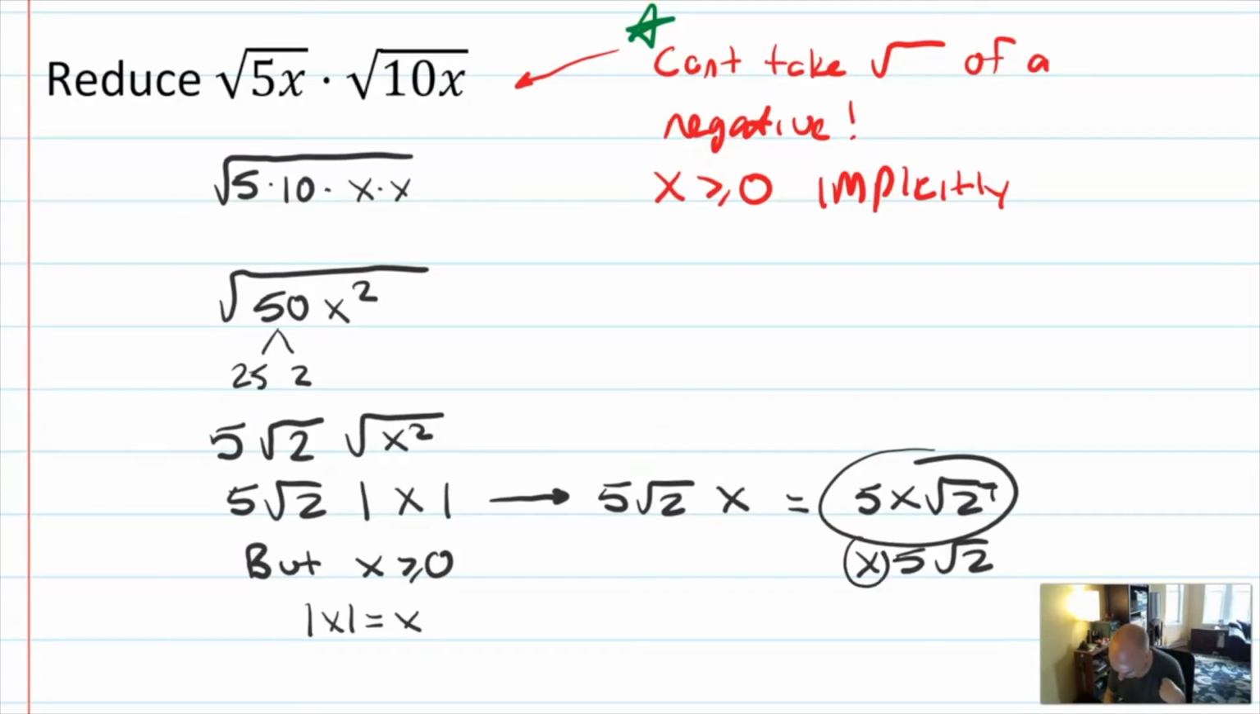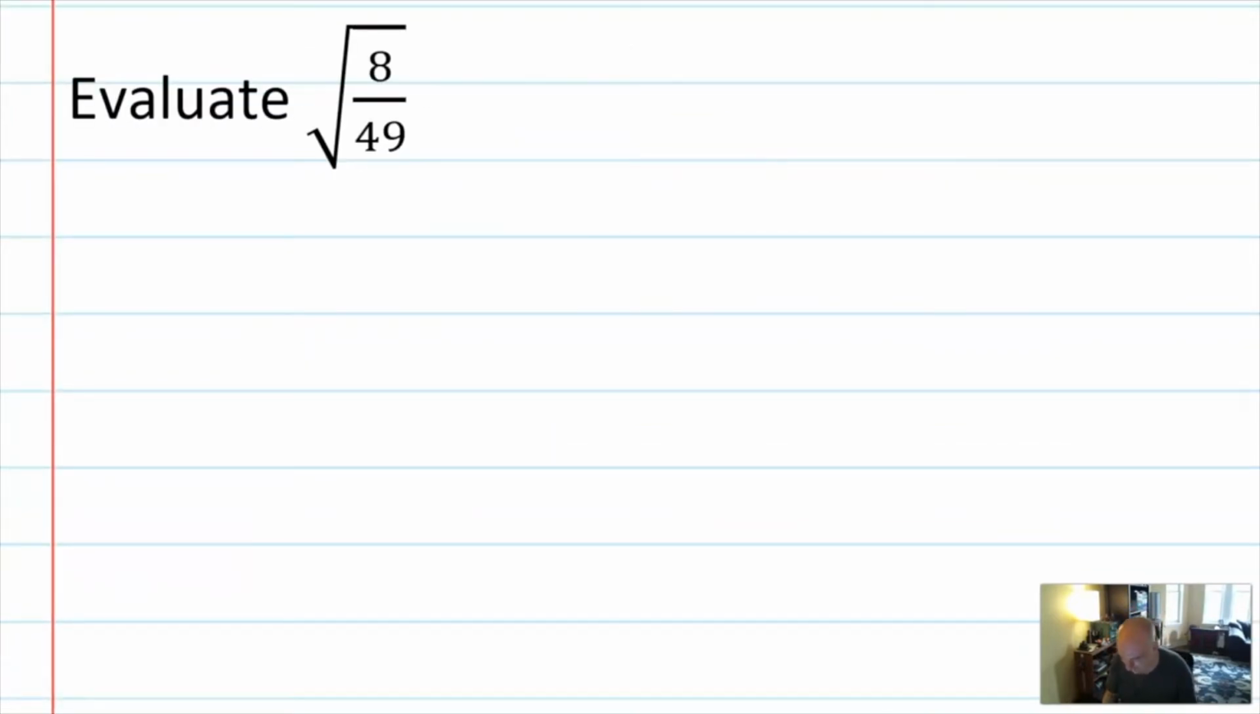But it's weird to write the x first. So usually the x gets sandwiched in the middle. But you can also write it as 5 root 2x, or even, if you really want to be clear, 5 root 2 parentheses x to say, hey, make sure the x is not underneath the root. Okay, let's take a break from absolute value stuff and go into fractions.